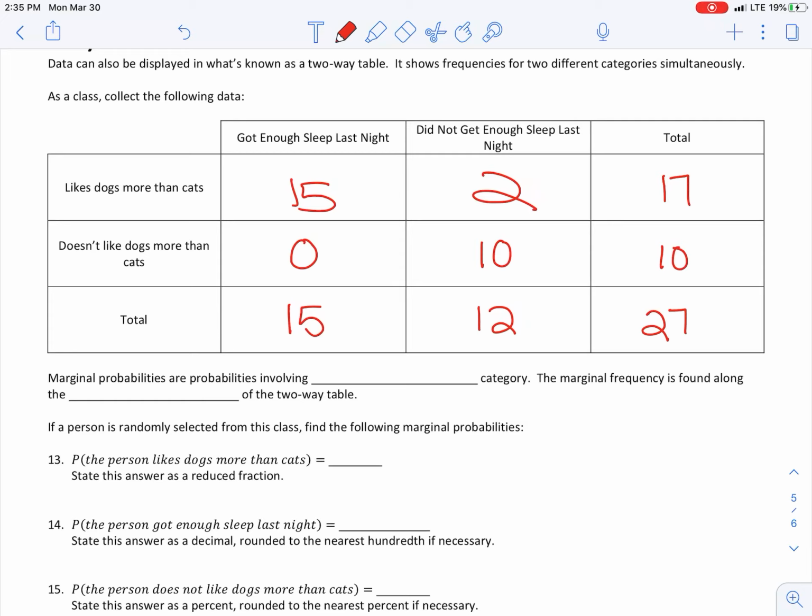Okay, so the marginal probabilities are probabilities involving one category. The marginal frequency is found along the outside of the two-way table. Okay, and joint probabilities are probabilities involving 2 categories.